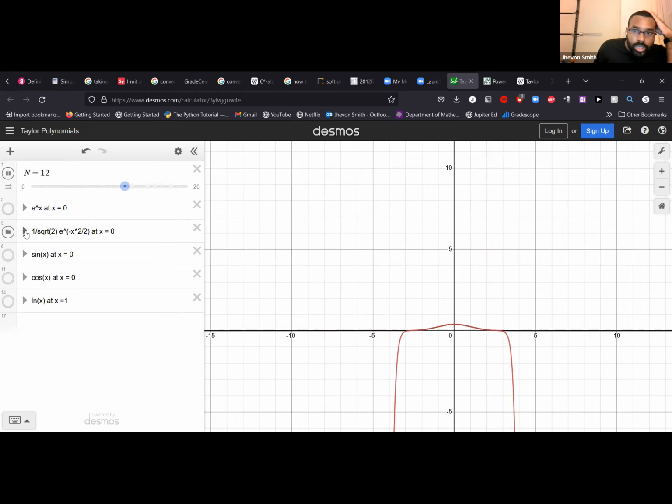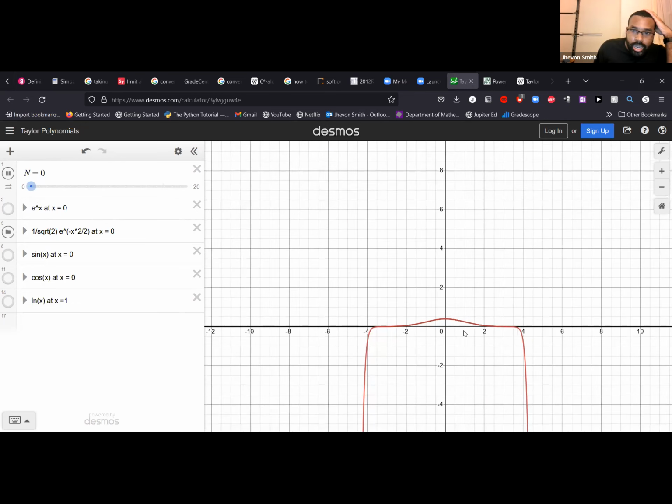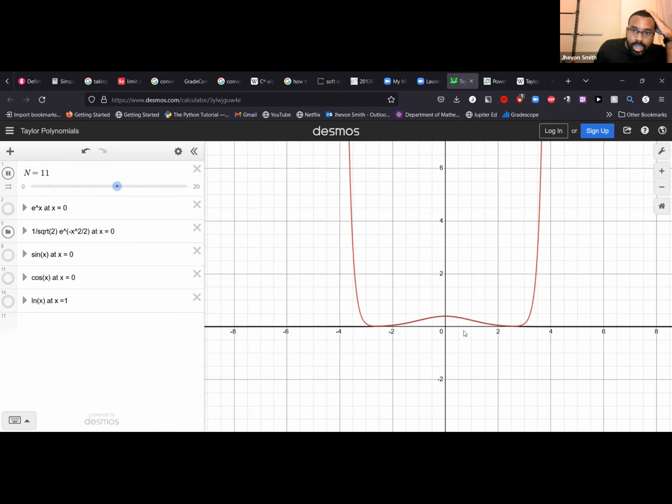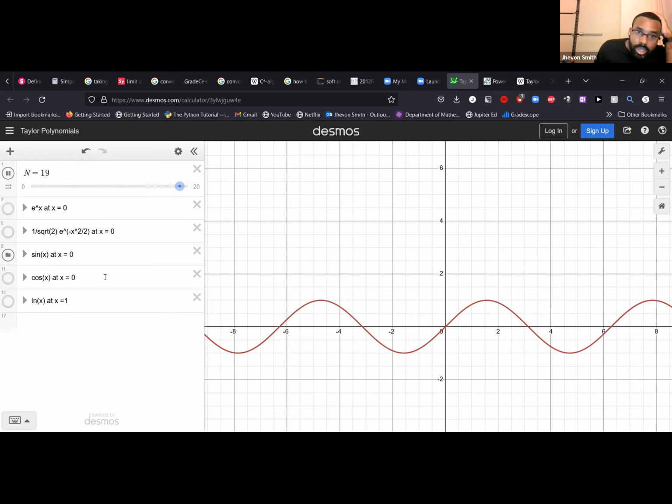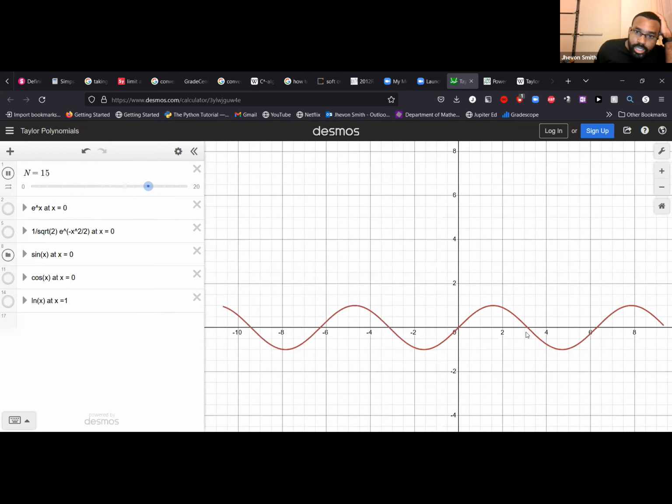I can also do it for something like this. At any given time, the red curve is a polynomial. Notice that it's an even degree polynomial; both ends actually go up or down. And that's e to the minus x squared over 2. We actually know that. Here's a sine function, and you can see our polynomial starting to fit the sine function.